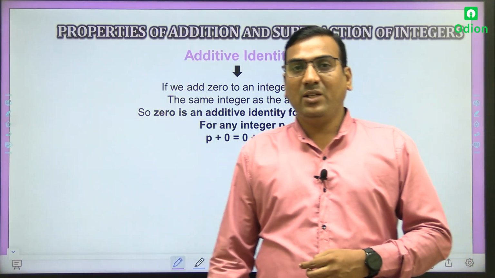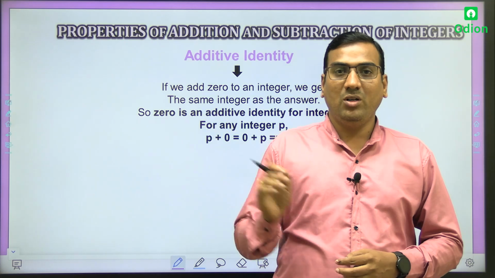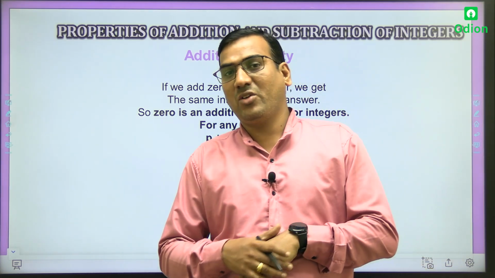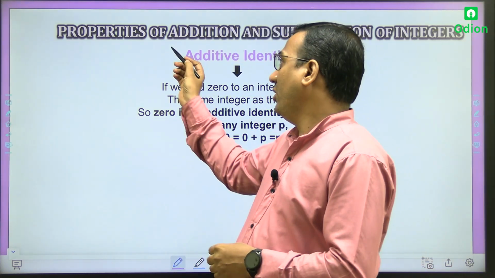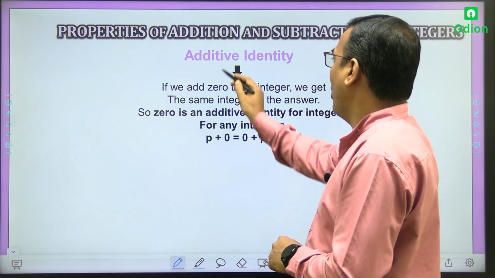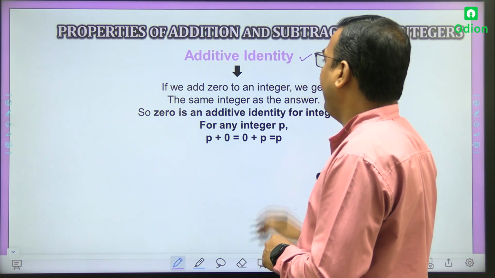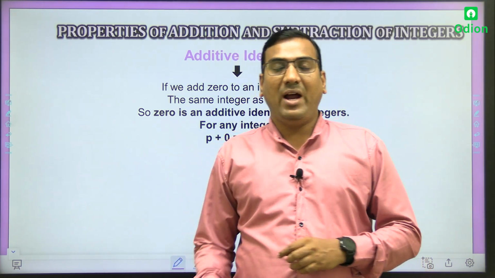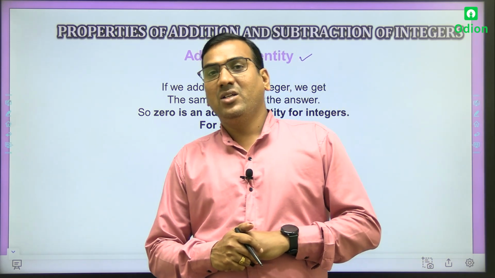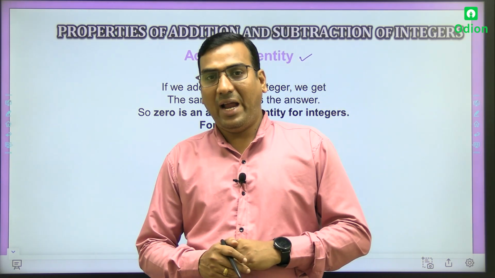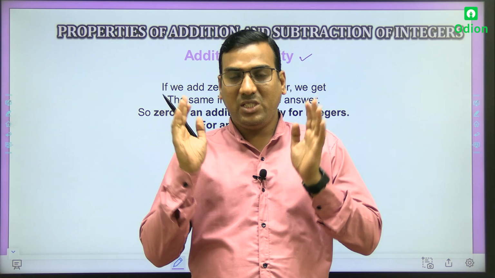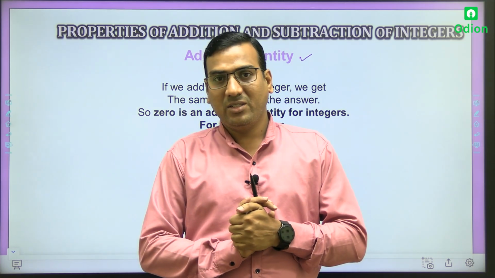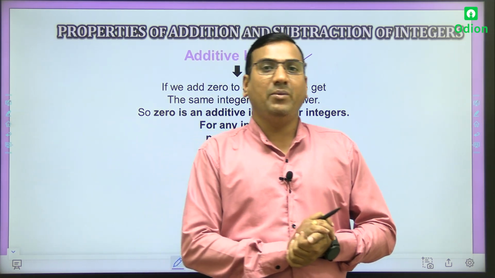Okay, then go for the fourth property of addition and subtraction. The fourth property is known as additive identity. Additive identity, what does it mean? It means, suppose I want to add the value 0 with any integer, then students, tell me what will be your answer.